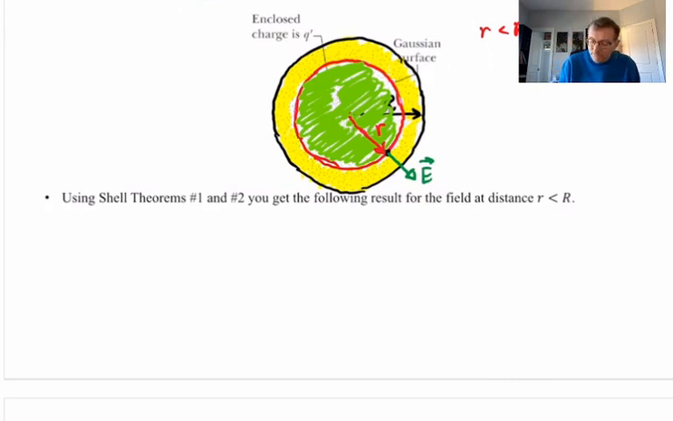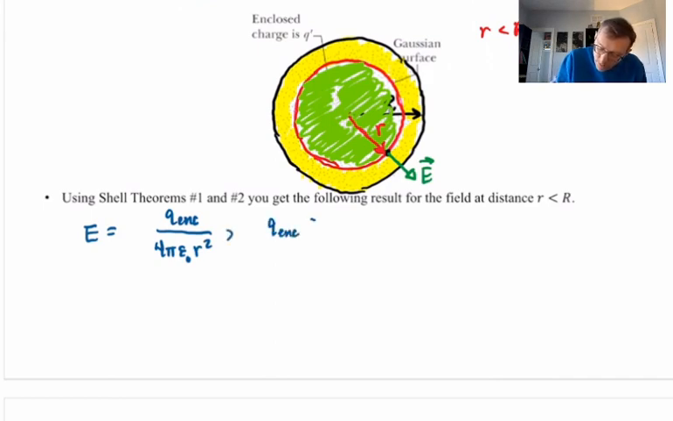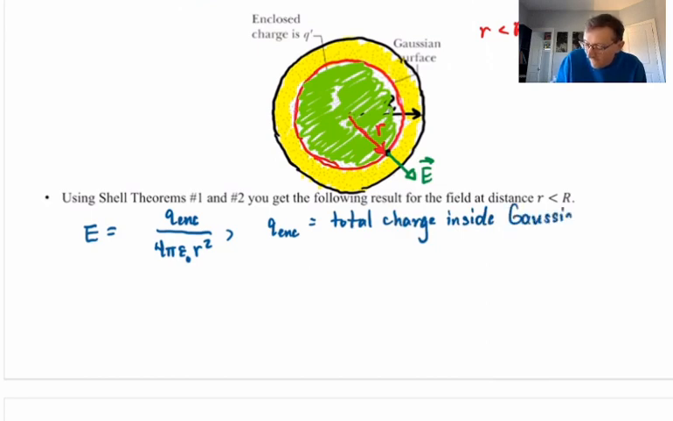Okay? All right, so the magnitude of the electric field will be the Q enclosed over 4 pi epsilon 0 little r squared. Q enclosed is the total charge inside the Gaussian surface, that I had shaded there in green. It's supposed to look like a sphere. So next, the question is, how do I find out how much that is?